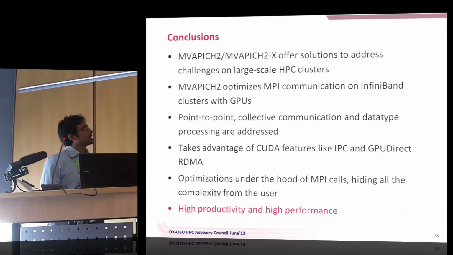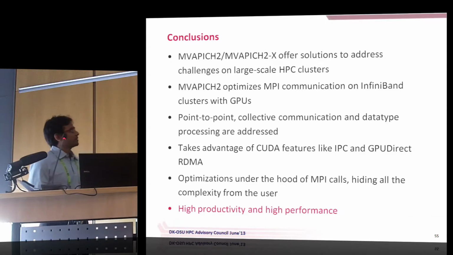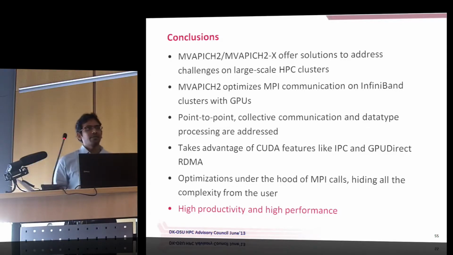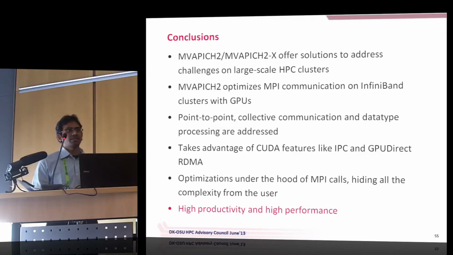To conclude the talk, the MVAPICH2 and MVAPICH2-X software stack provide a range of solutions to optimize communication on high-end clusters, both in the context of MPI and in the context of hybrid programming. For clusters with GPUs, we optimize different operations provided in MPI, including point-to-point, collective, and data type-based transfers. We continuously take advantage of the newer features being brought out by NVIDIA in collaboration with Mellanox Technologies, and we keep on improving the performance offered by the MPI library.